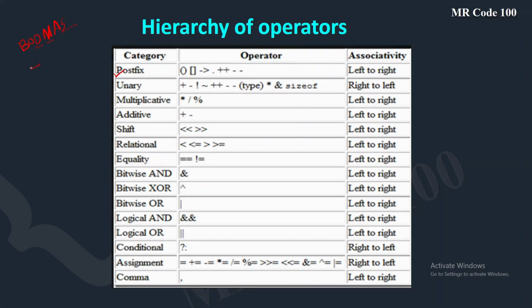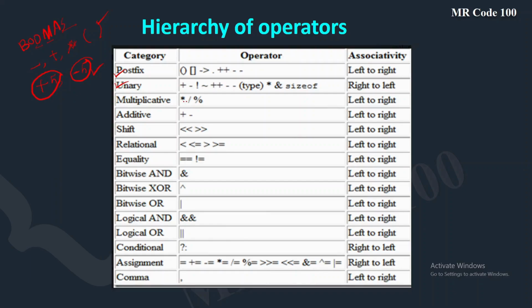Suppose you have plus, minus, and bracket. Where should you start from? You should start from where the bracket stays. Next comes unary. This is not as important as postfix, but if you want to understand, it means actually plus 5. Suppose before a number you're giving an operator. This actually means the quantity of this number.